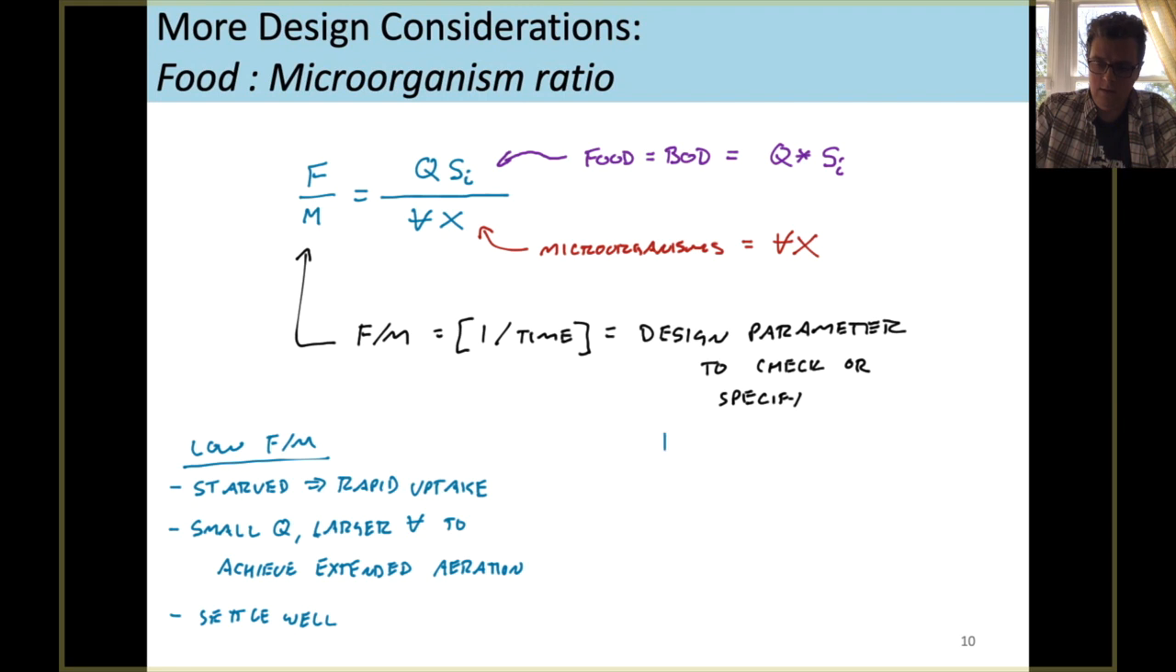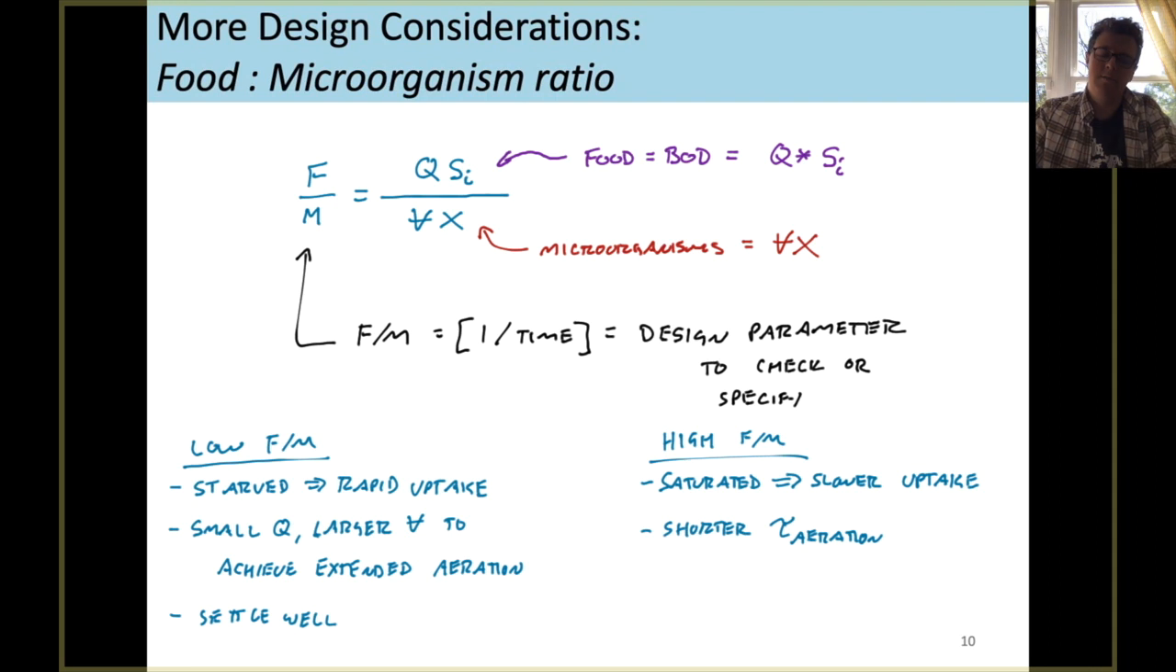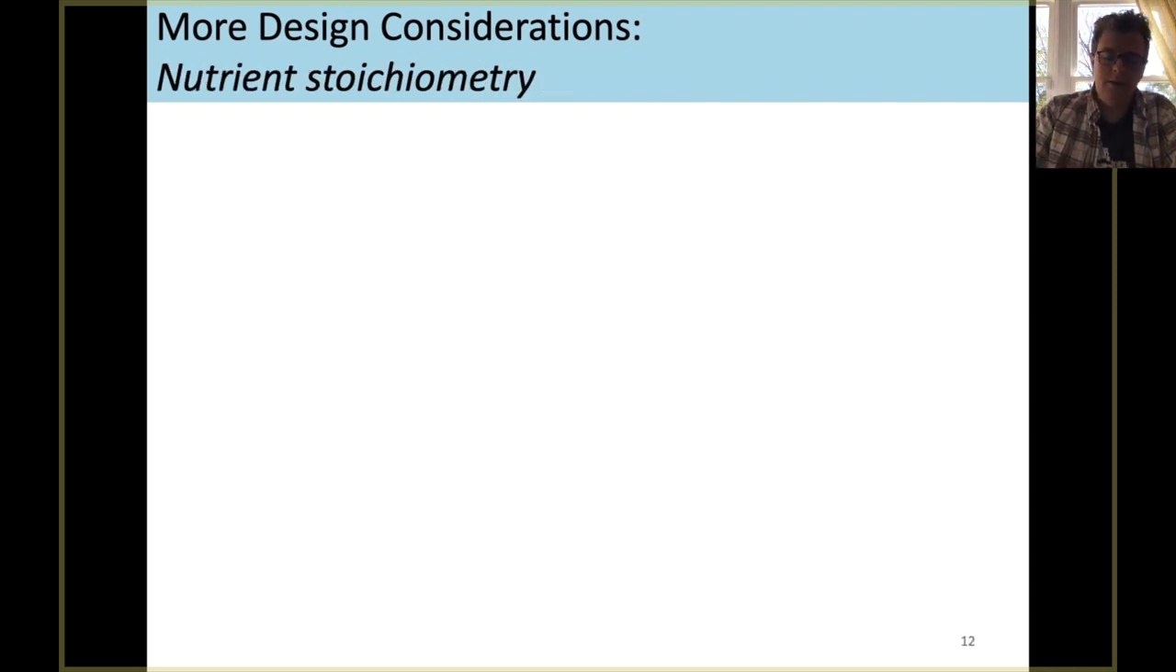On the other hand, a high food to microorganism ratio is a system that is saturated by nutrients and you'll get slower uptake. This might allow you to have a shorter residence time in the aeration basin, but these microbes or this biomass is likely to not settle quite as well. And so what we want to think about there is being within a typical range for a food to microorganism ratio, or using it broadly as a check.